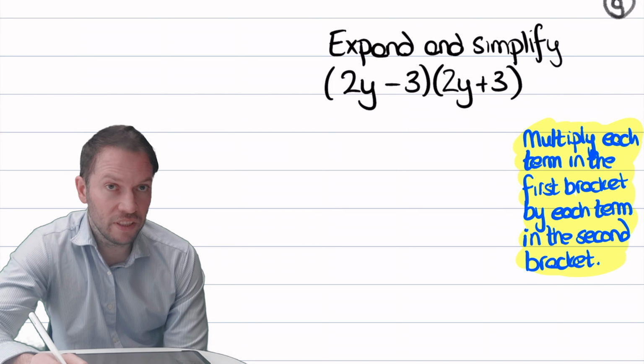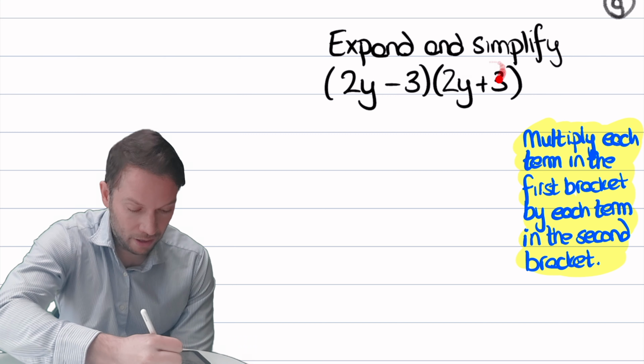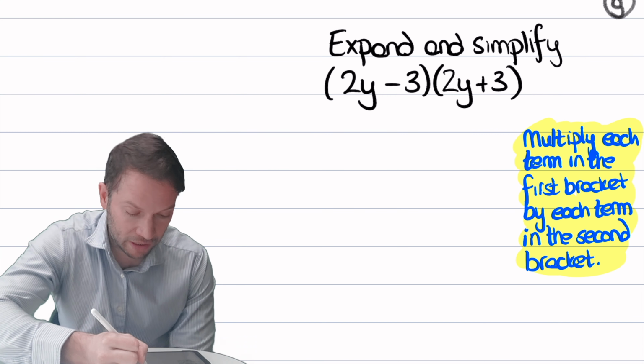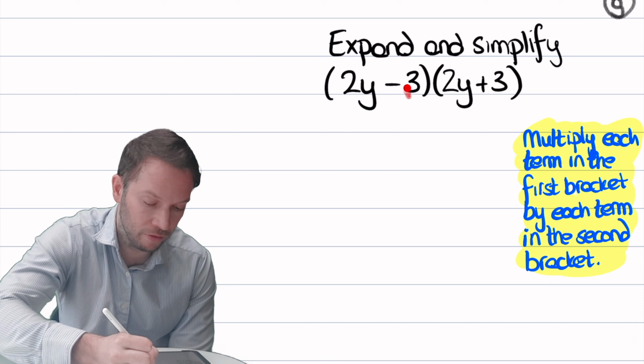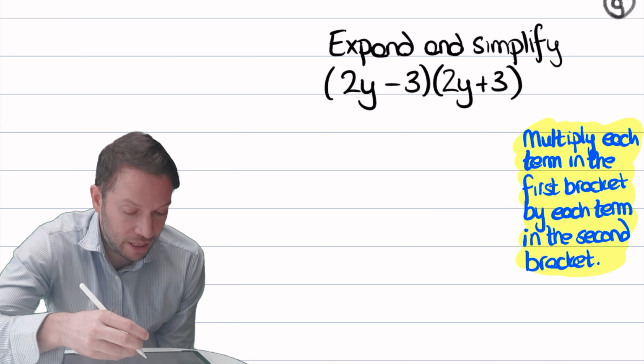Hi, in this video we're going to expand two brackets where we have the same thing in each bracket, but where one has a negative in the middle and one has a plus in the middle. But otherwise it's the same. You've got the 2y, 2y, and you've got the 3 and the 3. And something interesting happens when you expand out these brackets.